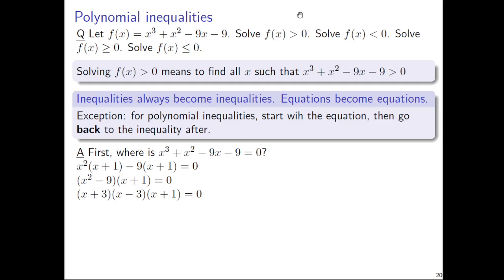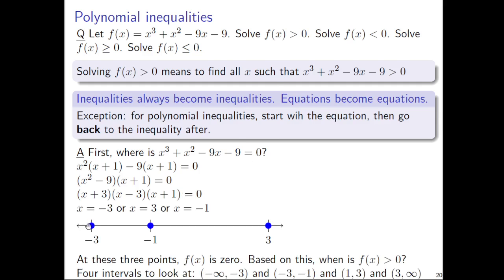Again, this is not solving the inequalities. This is just solving the equation, but we do this first because drawing a picture of these 3 locations, negative 3, positive 3, and negative 1, at these 3 points, f of x is equal to 0. At these 3 spots is where f of x equals 0. Now we can think about where f of x is greater than 0.